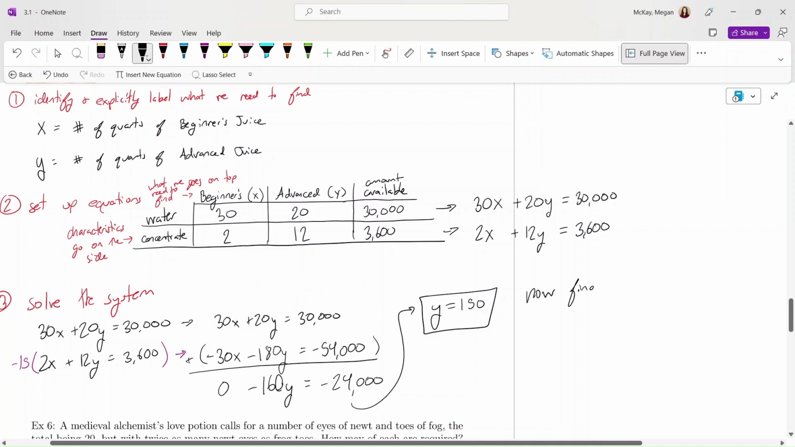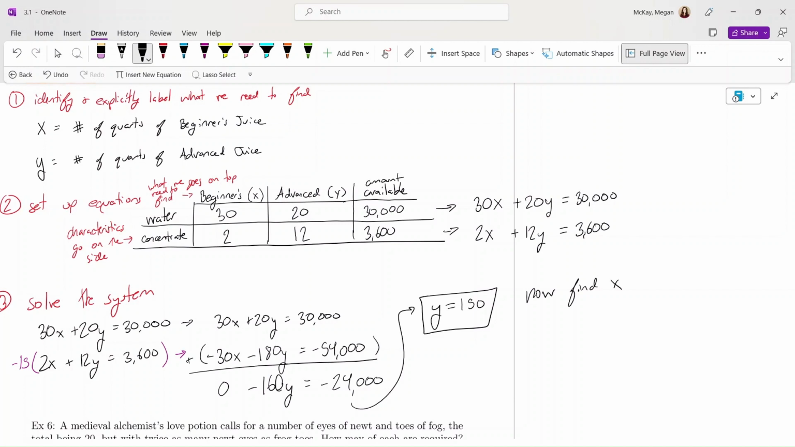Now to find x, just as we did in a couple of examples earlier, all we need to do is plug in our current y value into either of the original equations and solve for x. Let's take the smaller equation, 2x plus 12y is equal to 3,600. You can take the larger equation if you'd like. This way our numbers just stay a bit smaller, but you'll get the same answer if you correctly work it out either way.